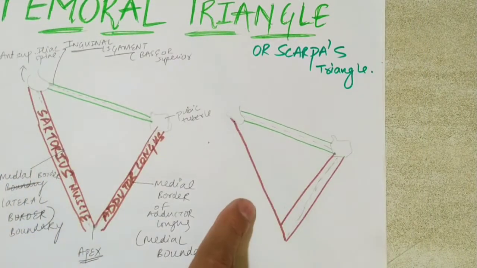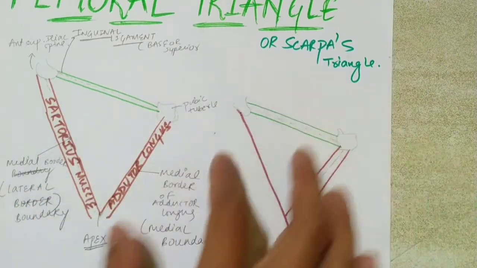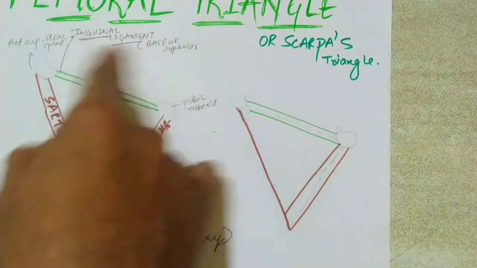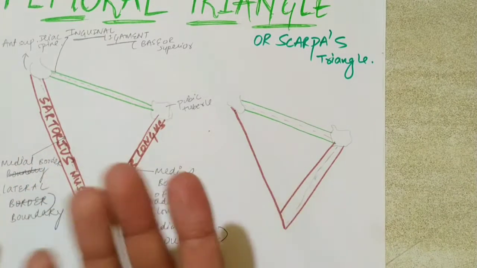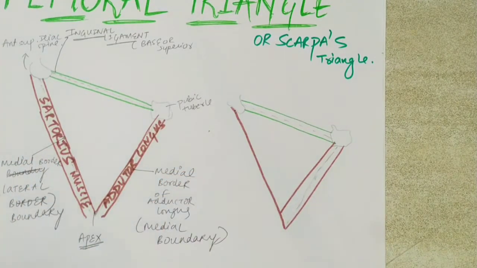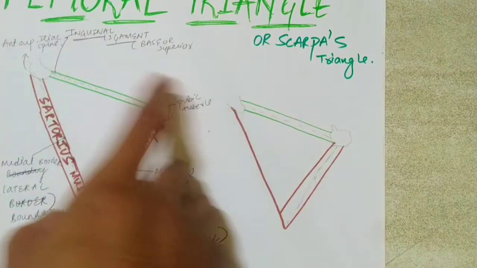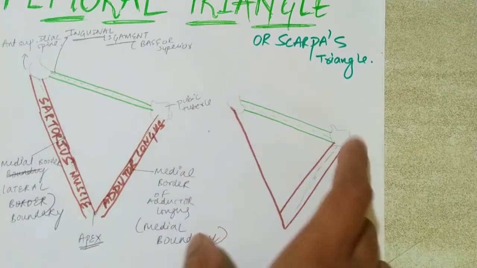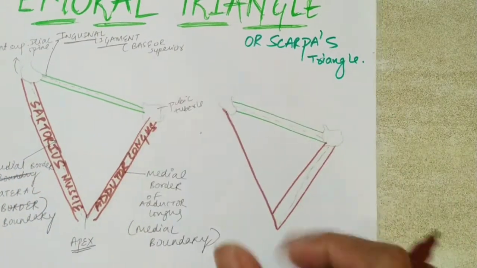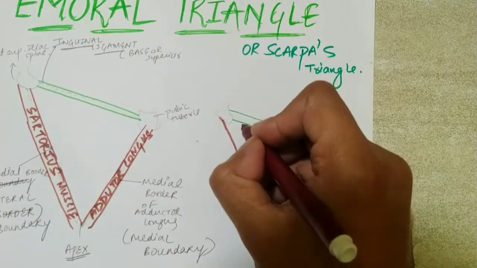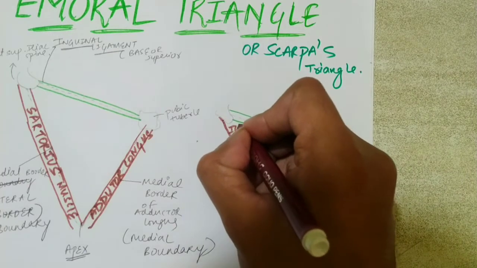Now we are going to see the floor in this diagram, because here I will show you the contents after discussing the floor, roof and boundaries. Now we are going into the section of the floor. What is present beneath this? There are four muscles from lateral to medial. Everything will be the same as this diagram: anterior superior iliac spine, pubic tubercle. From lateral, the first muscle is the iliacus muscle.